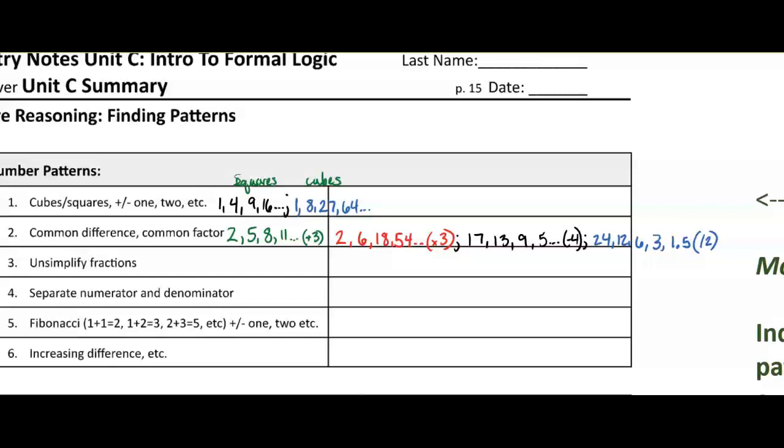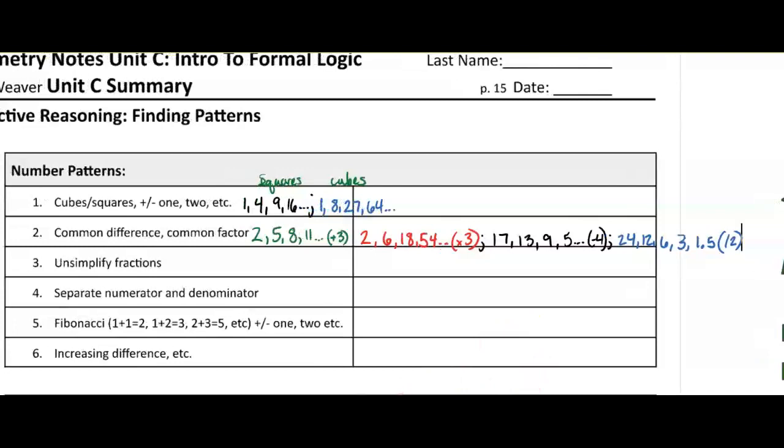All right. Now, I could combine cubes and a common difference. So I could take these squares, and I could subtract 1. So 1 squared minus 1 is 0. 2 squared minus 1 is 3. 3 squared minus 1 is 8. 4 squared minus 1 is 15. Okay, so this is x squared minus 1. These are my squares minus 1.